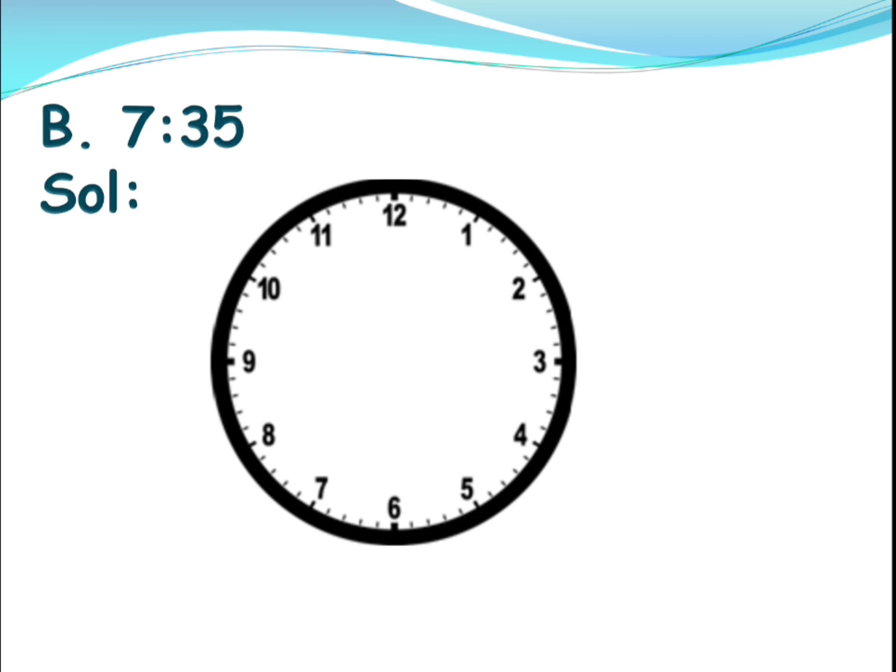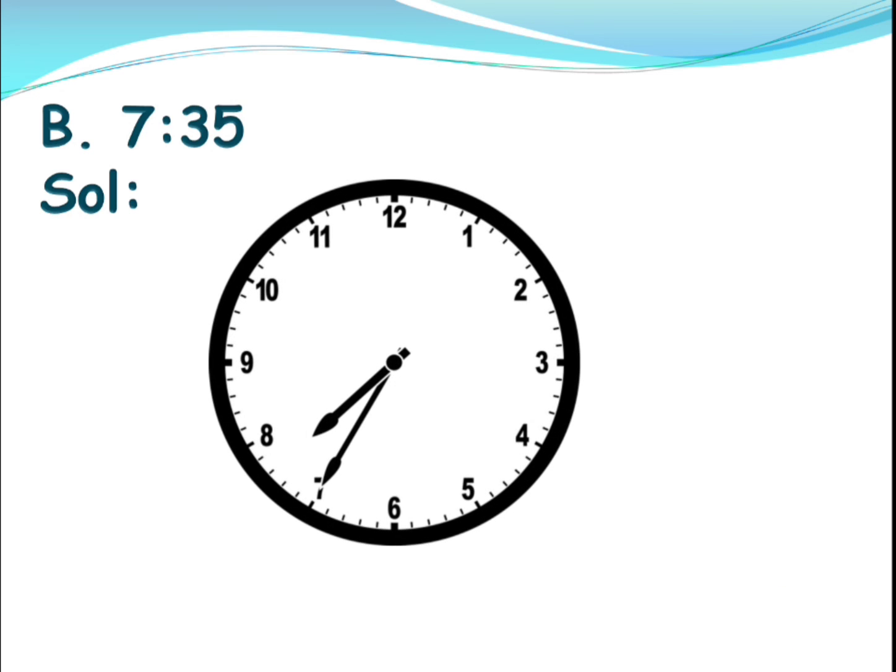Let me show you another one. 7:35. Shorter hand 7. 35 means 5 sevens are 35, which means the longer hand also shows the 7. First, let's draw the clock face. So here is the clock face. 7 means the short hand is pointing towards the 7. 35, 5 sevens are 35, that means the longer hand also points towards the 7. Let me show you. See, 7:35. Okay, children, in this way you need to show the clocks for the given time.